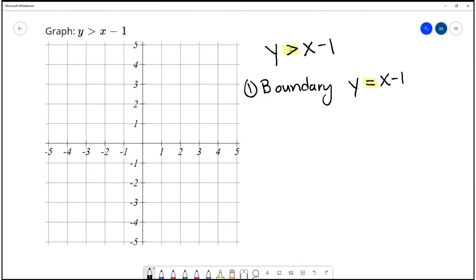Whenever we have a greater than or equal to, or a less than or equal to symbol, the equal to part indicates that the boundary line is part of the solution set. And in that case, you would use a solid line. So for this example, because we have a greater than, we're going to graph a dashed line.